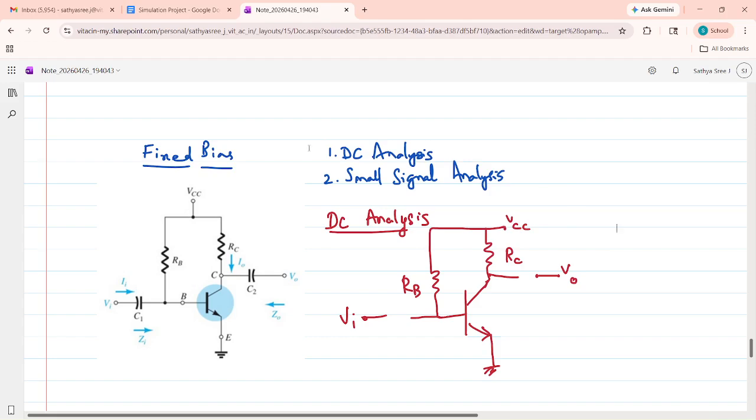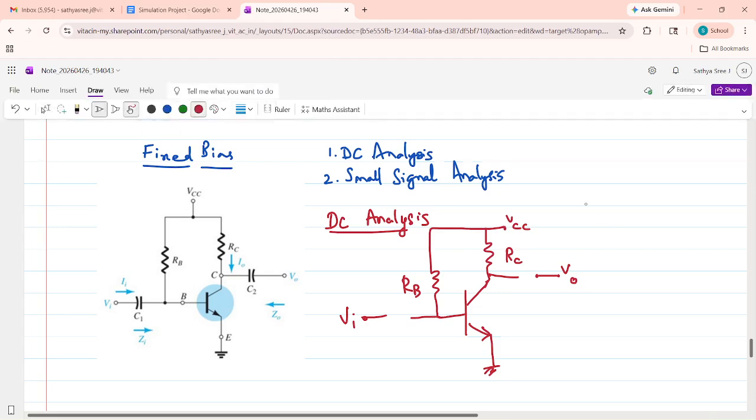While doing DC analysis, the main thing is we have to open the capacitor. You can see here the C1. This is the capacitor C1. Here I have removed the capacitor. So C1 and C2 will be open. Now this is the DC circuit. From this DC circuit, you have to calculate the operating point.